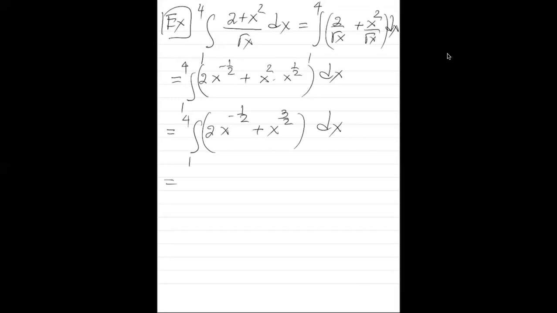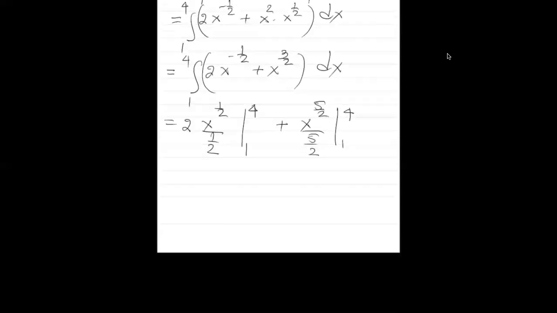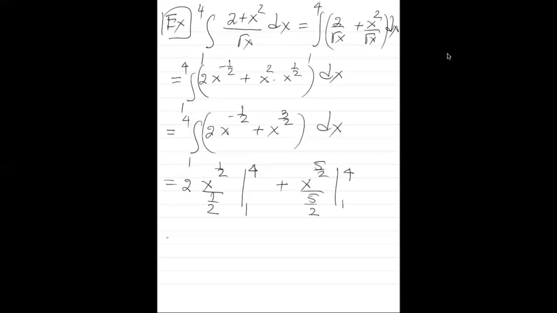So here our antiderivative is x to the negative 1/2 plus 1, which is 1/2, divided by 1/2. Evaluate this, I'm going to do it separately, from 1 to 4, plus the antiderivative of x to the 3/2, which is x to the 5 over 2 over 5 over 2. Evaluate this from 1 to 4. And if you continue these calculations, you should get 82 over 5.